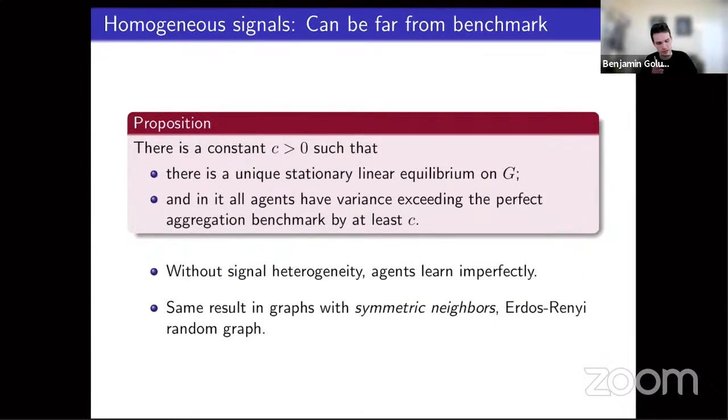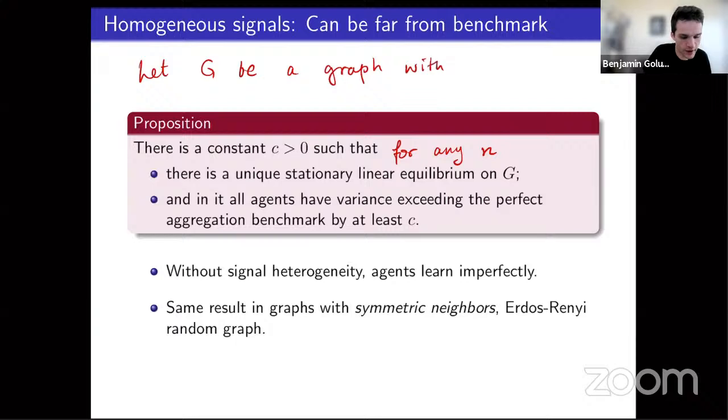And the result says that there's an absolute constant so that for networks, no matter how large, so for any n, for any network size you might be interested in, there's a unique stationary linear equilibrium. So there's something I failed to write here. Let G be what we call a graph with symmetric neighbors. An example of that is the complete graph, but it's slightly more general than that. I mean, in the undirected case, it's actually considerably more general, but complete is a decent example to work with.